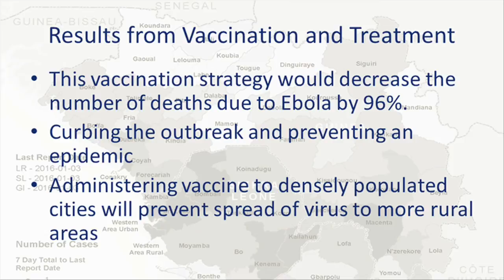And so this curbs the outbreak and prevents an epidemic, because people are traveling to the cities and the virus stops there, because it's not going to infect anyone new. And then administering the vaccine to densely populated cities prevents the spread. It doesn't get to the rural areas that way.